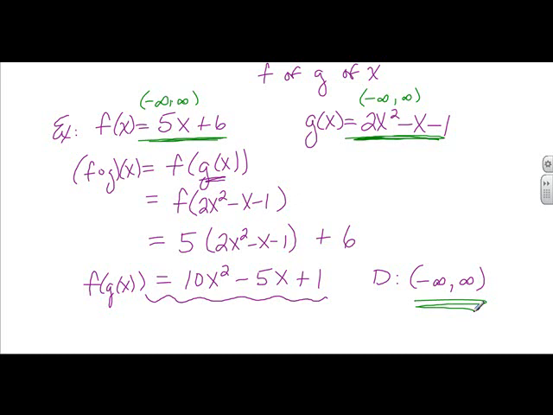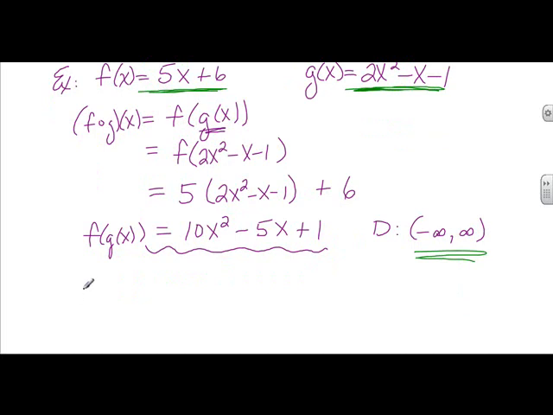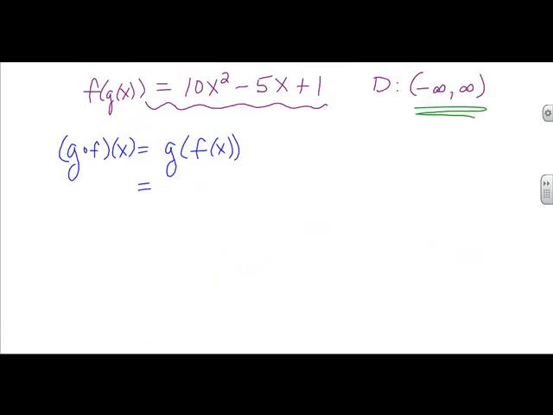Now, it is interesting to note, and important actually to note, that if we worked the composite in the other order, in other words, let's now look at the composition g of f of x. Okay. Now I'm kind of going to work you through this a slightly different way. Function g is 2 times your variable squared minus the variable minus 1.